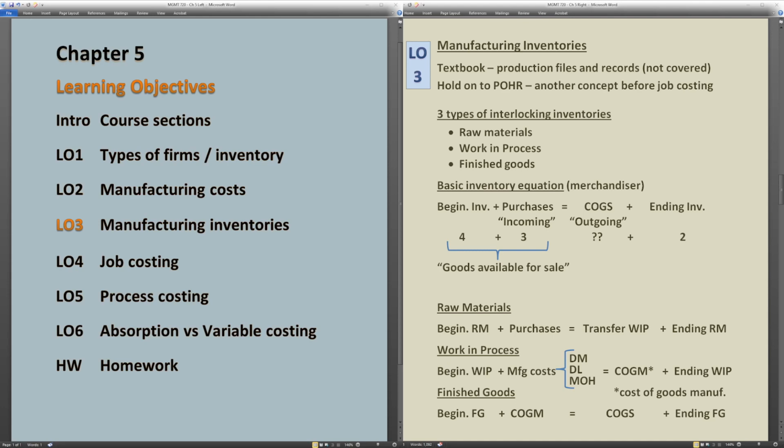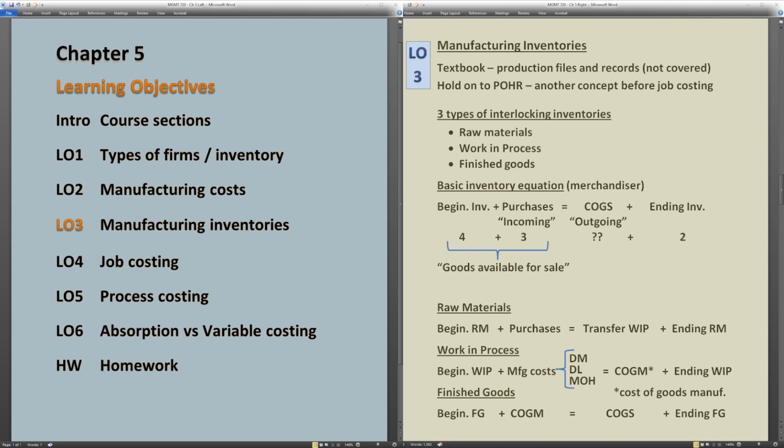Well, let's apply this basic inventory equation to the 3 manufacturing inventories. So we've got raw materials, work in process, and finished goods. Raw materials is beginning raw materials, that's what the RM stands for, plus purchases, we purchase raw materials, equals something plus ending raw materials. Well, how do things leave the raw materials inventory? It's when we transfer the materials to begin working on them. So we transfer them out of the raw materials inventory and into the work in process inventory.